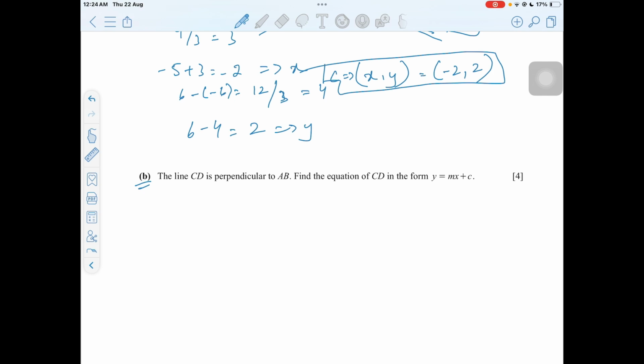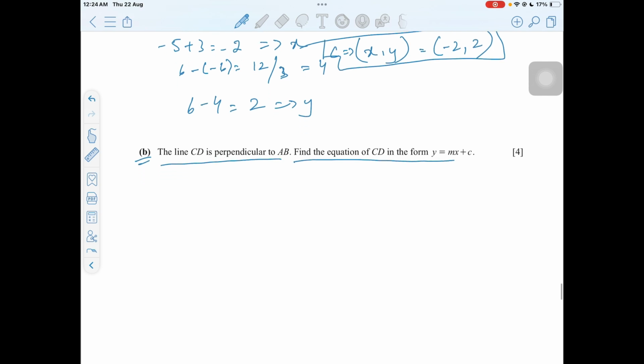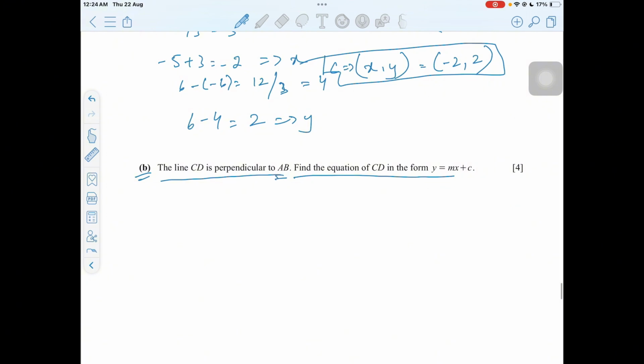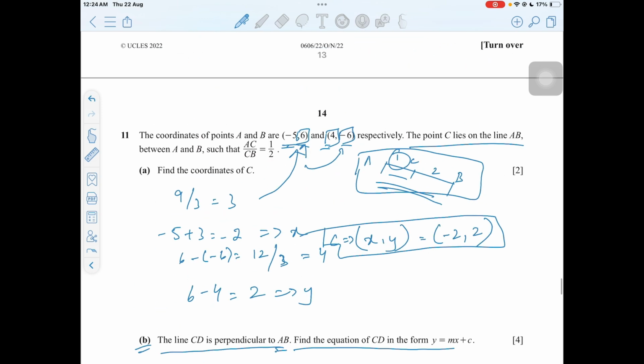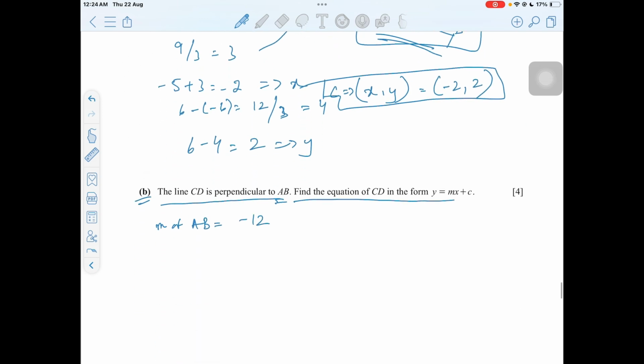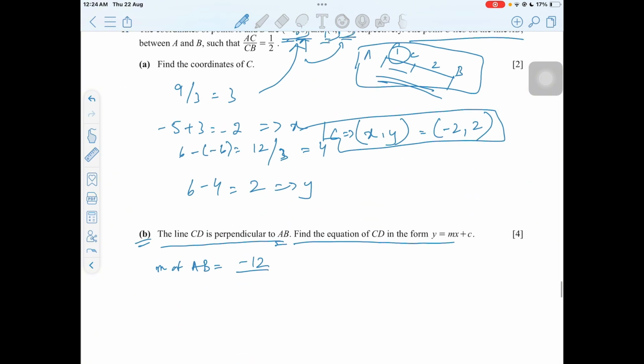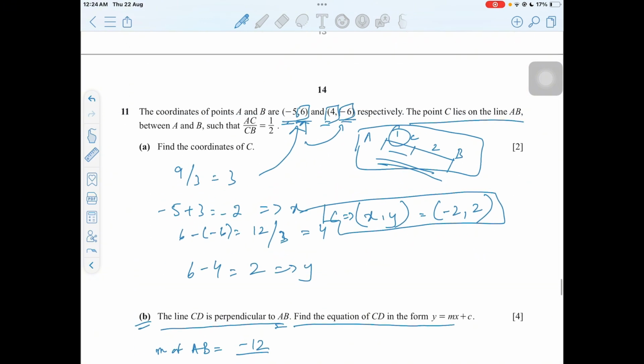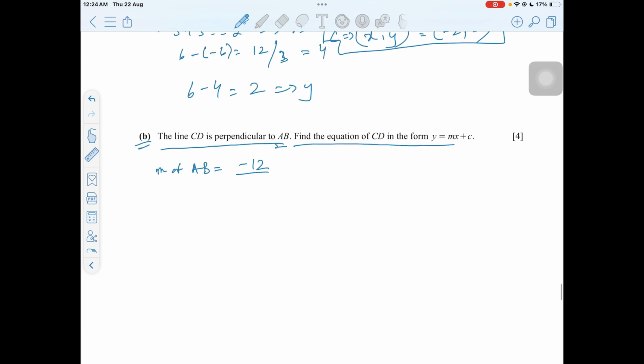Now moving on to part B, we have the line CD is perpendicular to AB. Find the equation of CD in the form of this, right? Perpendicular to AB. We have to calculate the gradient of AB first. Gradient of AB is y2 minus y1, which would be negative 6 and negative 6, negative 12. 4 and then negative 5 would be positive 9. So this would be negative 4 over 3.